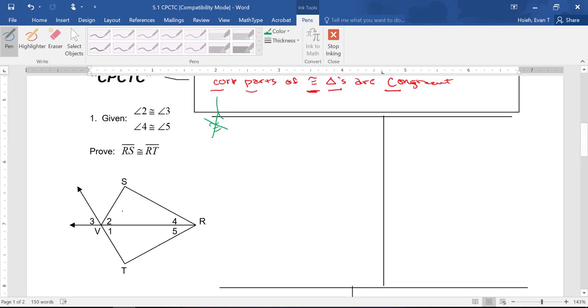So this first proof here, angle 2 is congruent to angle 3, angle 4 is congruent to angle 5, kind of reflexive down the middle here. And hopefully you can see that what you're trying to prove here is RS is congruent to RT, so you want to get a set of triangles congruent so you can use CPCTC. Hopefully you can see that there's only one set of triangles here to really prove congruent. So these are the ones that you're going to prove congruent.